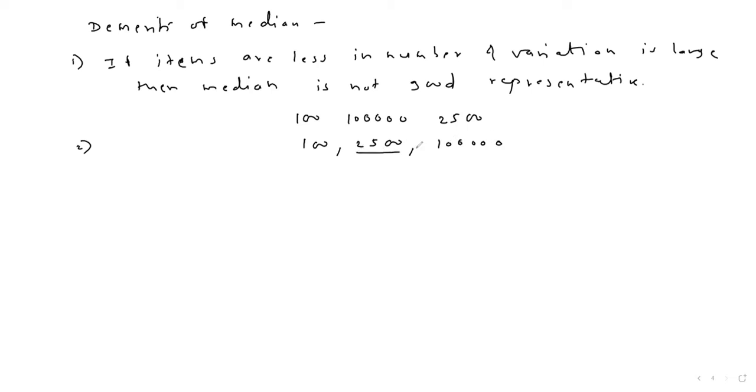So is it a good representative? That means we are saying that half of the values are below 2500 and half of the values are above 2500. But it is not true, isn't it? Because the smallest value in the data is 100 and the largest value is 1 lakh. So it doesn't represent the data.